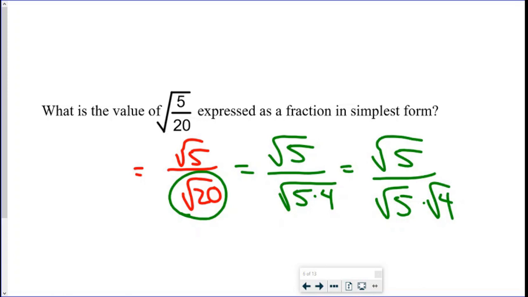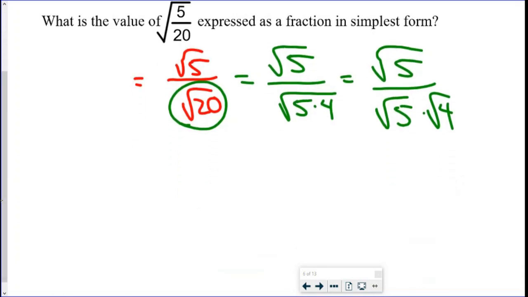Now the purpose of doing this is to simplify without actually having to calculate. And anything you see on top of the fraction with anything you see on the bottom of the fraction that's the same can cancel or divide into 1. So root 5 divided by root 5 is just 1. So my answer so far is 1 over the root 4, which was left on the bottom.